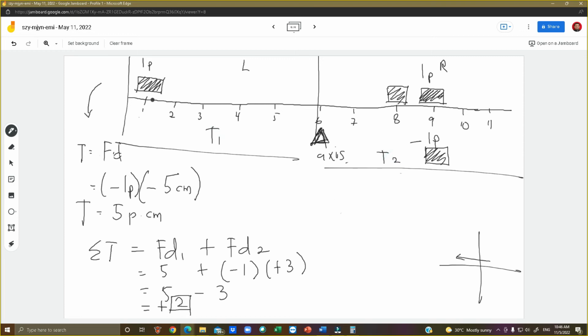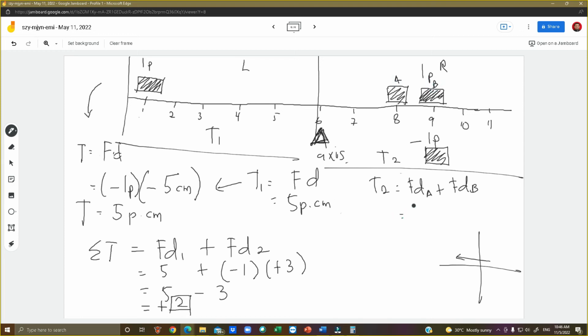Okay, berapa banyak torque kita ada dekat torque 1? Torque 1 equals to FD. Sama dengan ni kan? So, kita dapat 5 penny per centimeter. Now, let's see torque 2. Torque 2 equals to FDA plus FDB. Namakanlah macam tu. This one is A, this one is B.